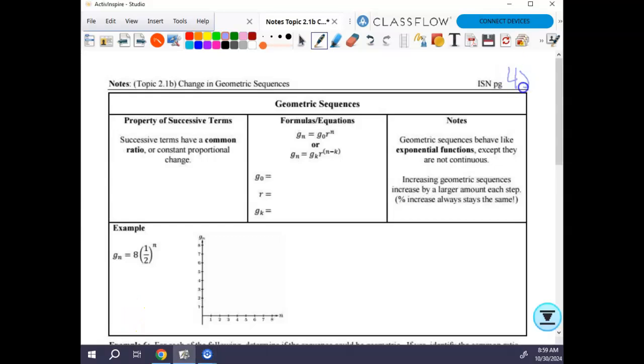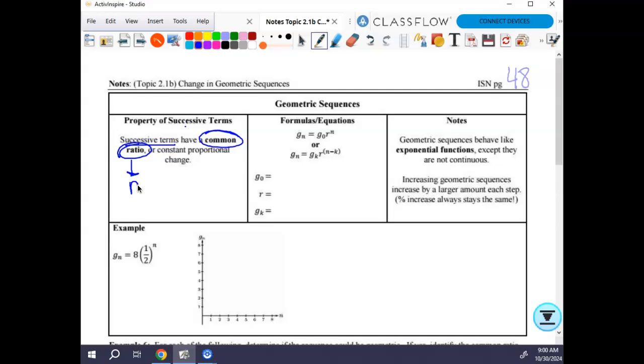So yesterday we talked about change in arithmetic sequences. Today we're going to look at the change in geometric sequences. So we still talk about successive terms, one right after another. For geometric sequences, successive terms have a common ratio. We had a common difference yesterday. We have a common ratio today, which is R.